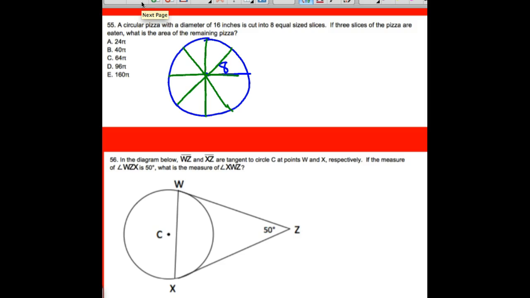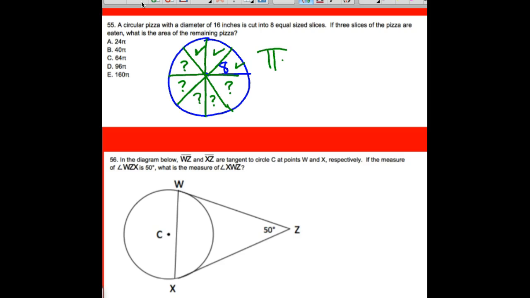You're going to take 3 slices and eat them. Let's suppose you eat these 3. And you want to find the area of the remaining, so the area of these 5 slices. Well, if I could get the area of one of the slices, multiply it by 5, I'd have it. Well, here's the whole pizza.